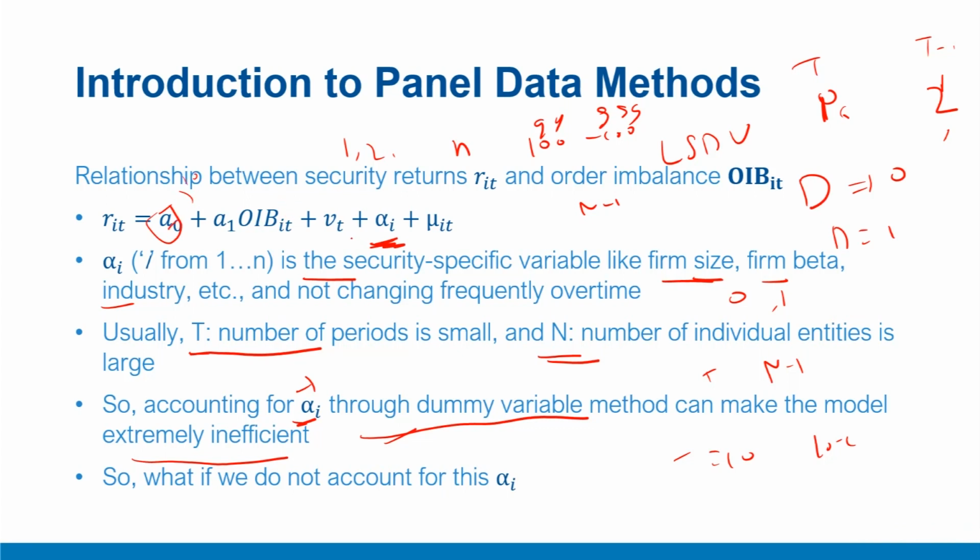So we have understood that we can account for this Vt, but what if we do not account for this unobserved heterogeneity alpha?